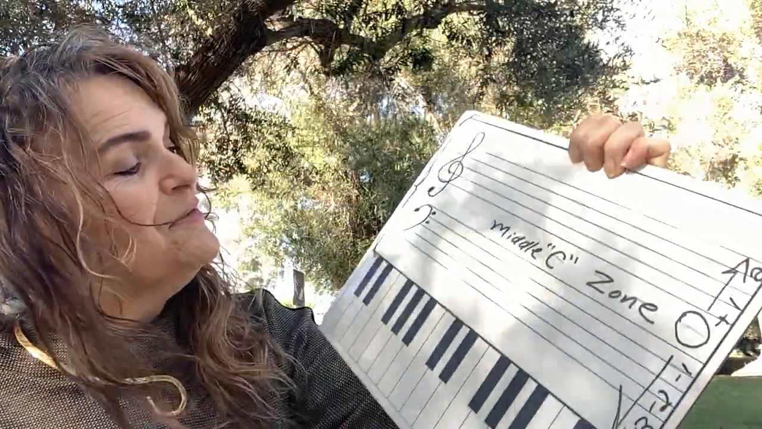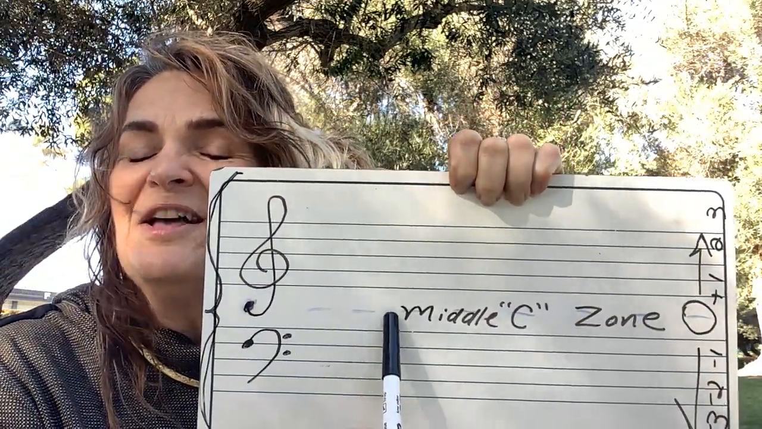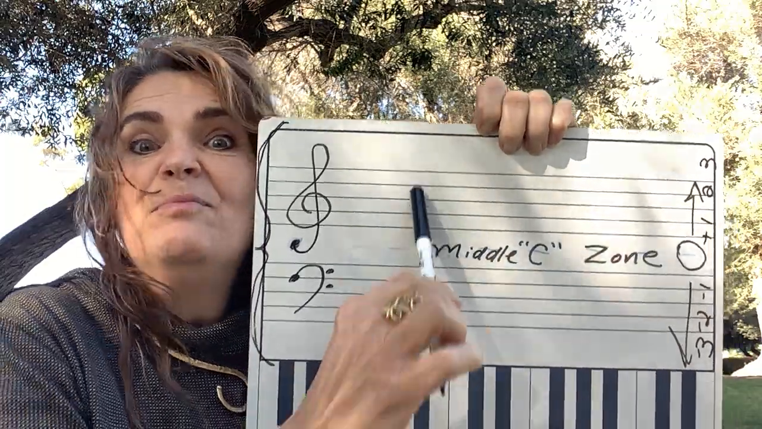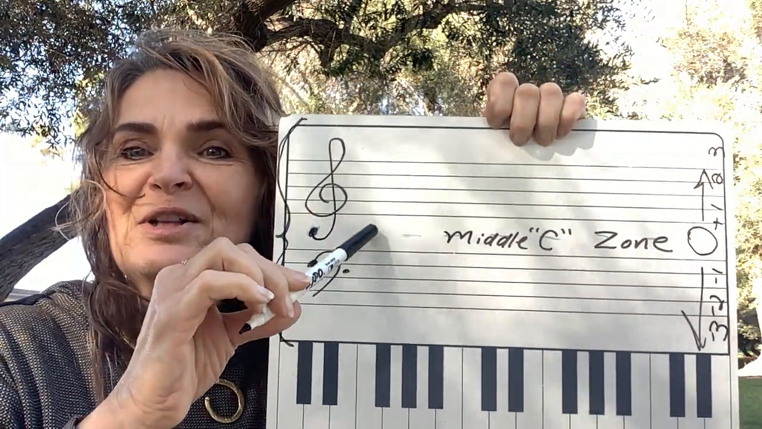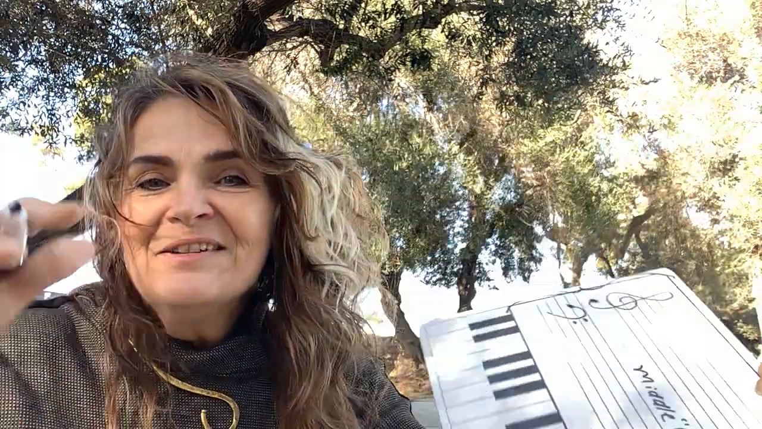I also like to think of it as sea level. So anything above this sea level is above sea level. Anything below middle C is below sea level. Okay, just absorb that for a bit. Okay?